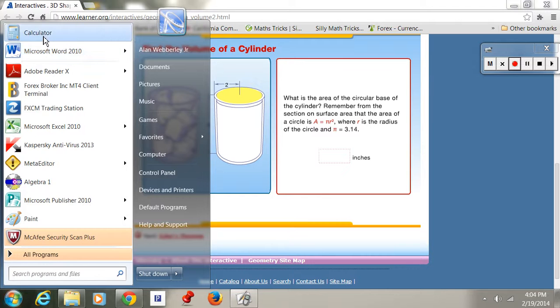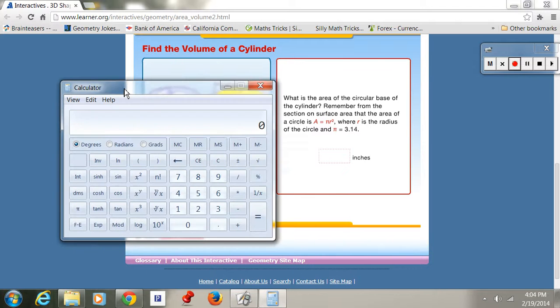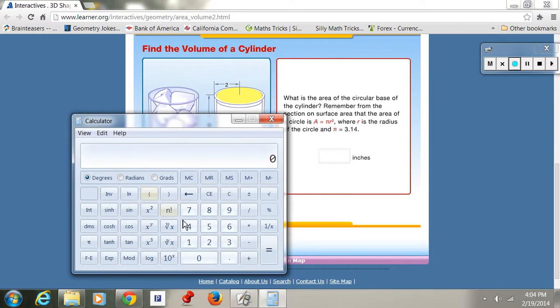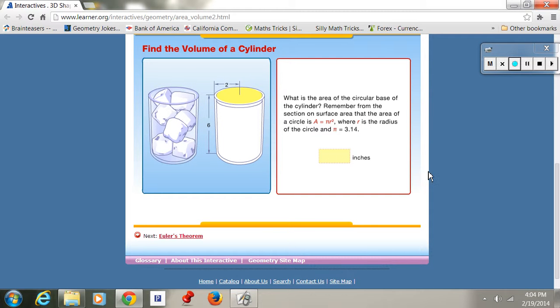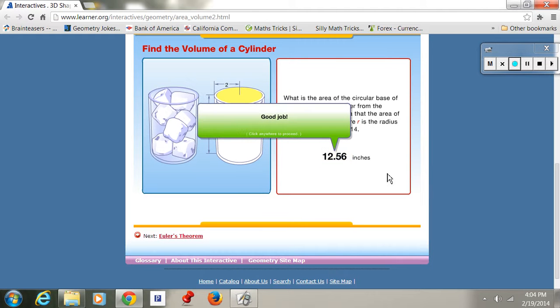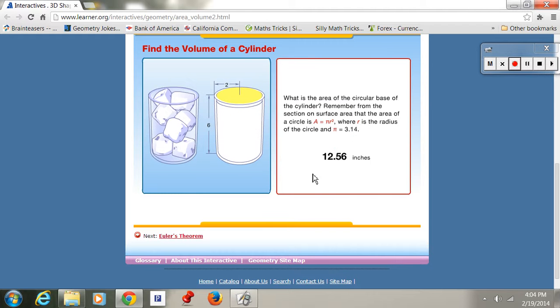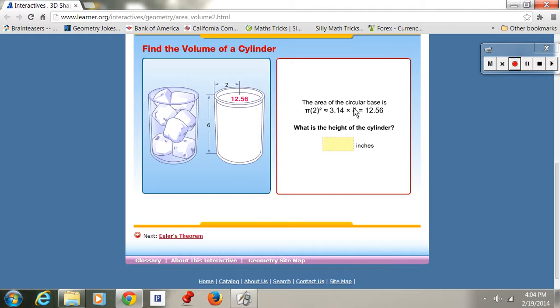So let's grab our calculator. It's going to be a radius of 2, so it's pi times 2 squared. 2 squared is 4, so pi times 4. You're going to get 12.56 for your area. Okay, good job. And then they tell you to move on. Now, what is the area of the circular base? Okay, what is the height of the cylinder?